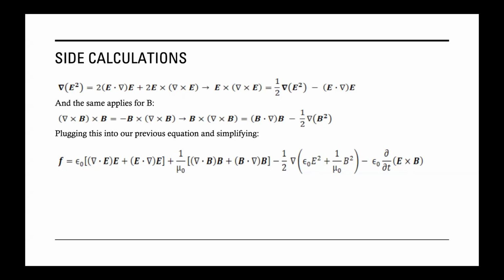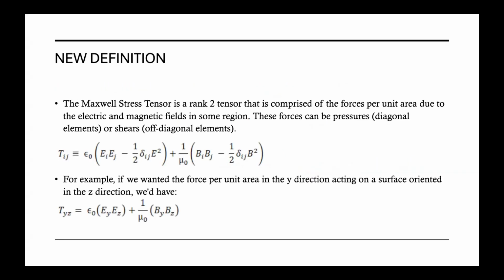So we need to define a new quantity. And the new quantity is the Maxwell stress tensor. This is a rank 2 tensor comprised of forces per unit area. And these are forces due to the electric and magnetic fields in some region. These forces can be pressures, which are the diagonal elements, or shears, which are the off-diagonal elements.